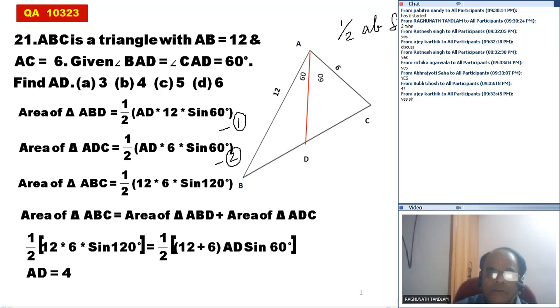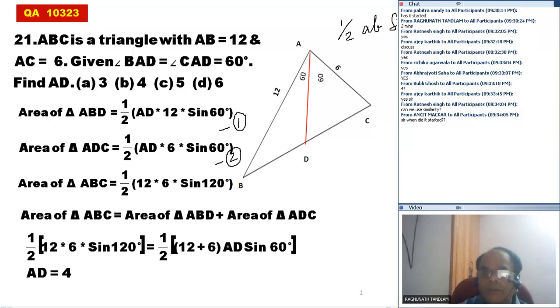I told you yesterday also that we have to use the formula for area of a triangle: half AB sine C, half BC sine A, half CA sine B. So we can find the area of the triangle and find the answer. Are we clear with the question?